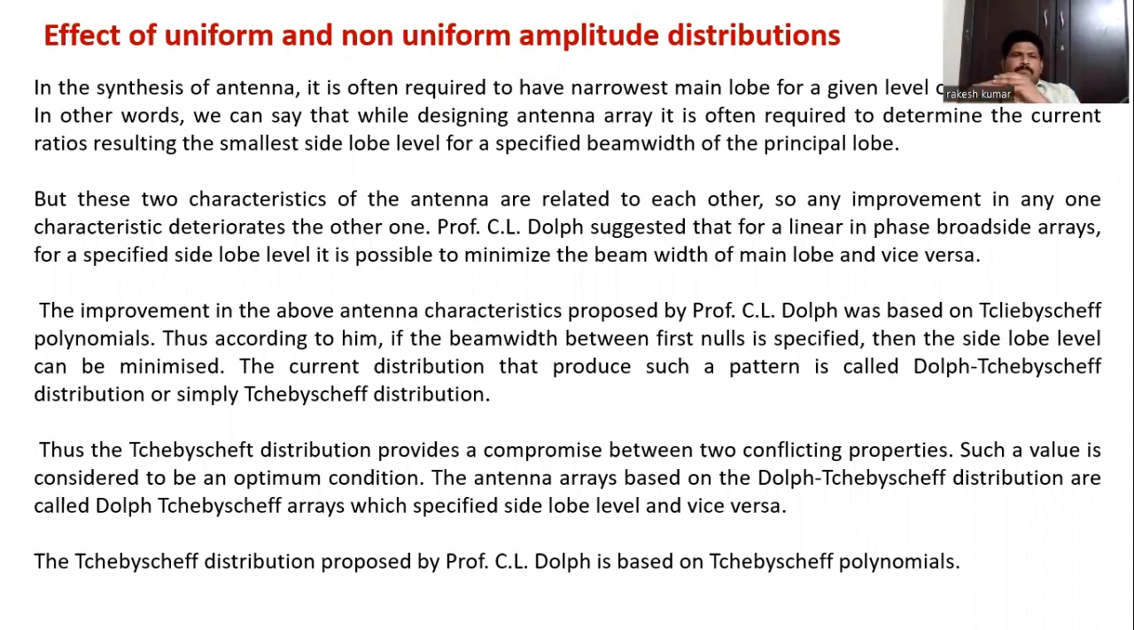In the synthesis of an antenna, for example, side lobe level ratio. What is meant by this side lobe level ratio? It is the magnitude of side lobe to the magnitude of major lobe. For example, one customer asks, I want my side lobe level to be 20 dB or 30 dB. The ratio of side lobe level to main lobe level, SLR, should be 30 dB.